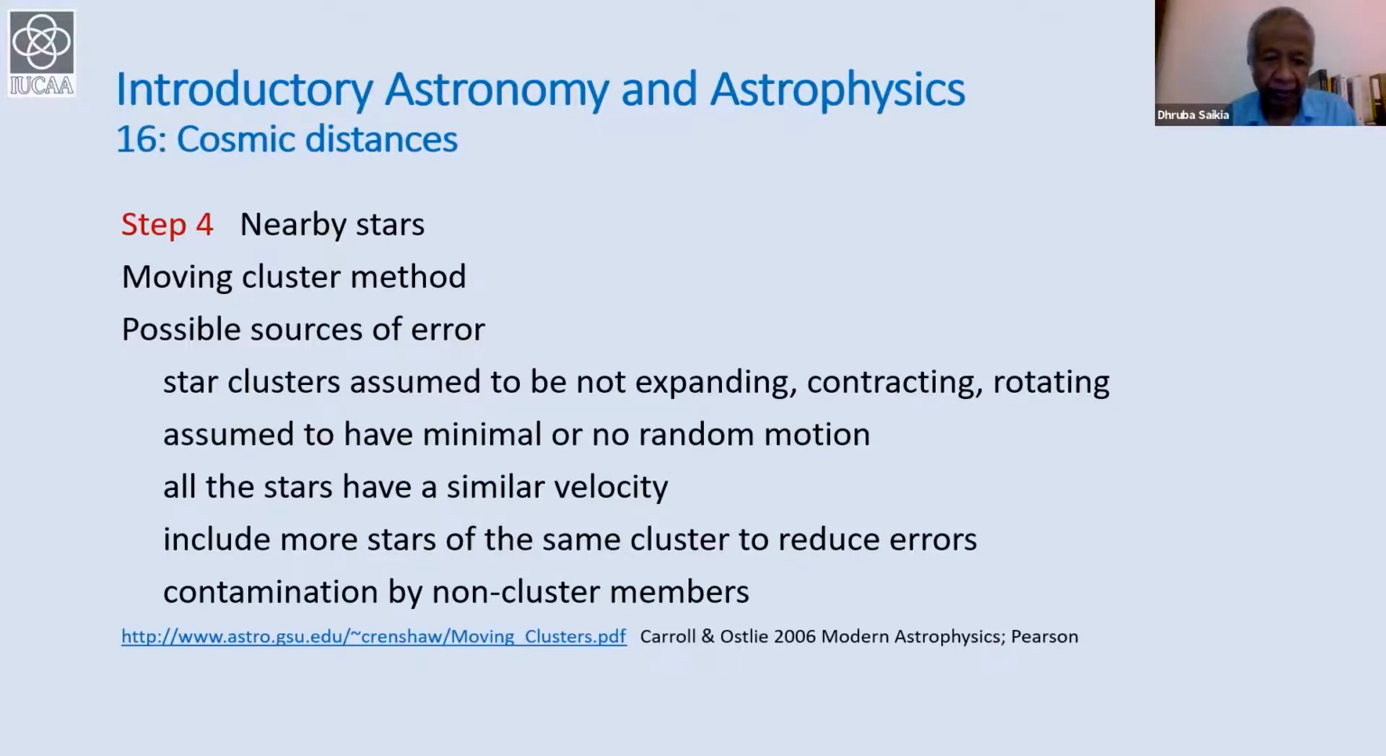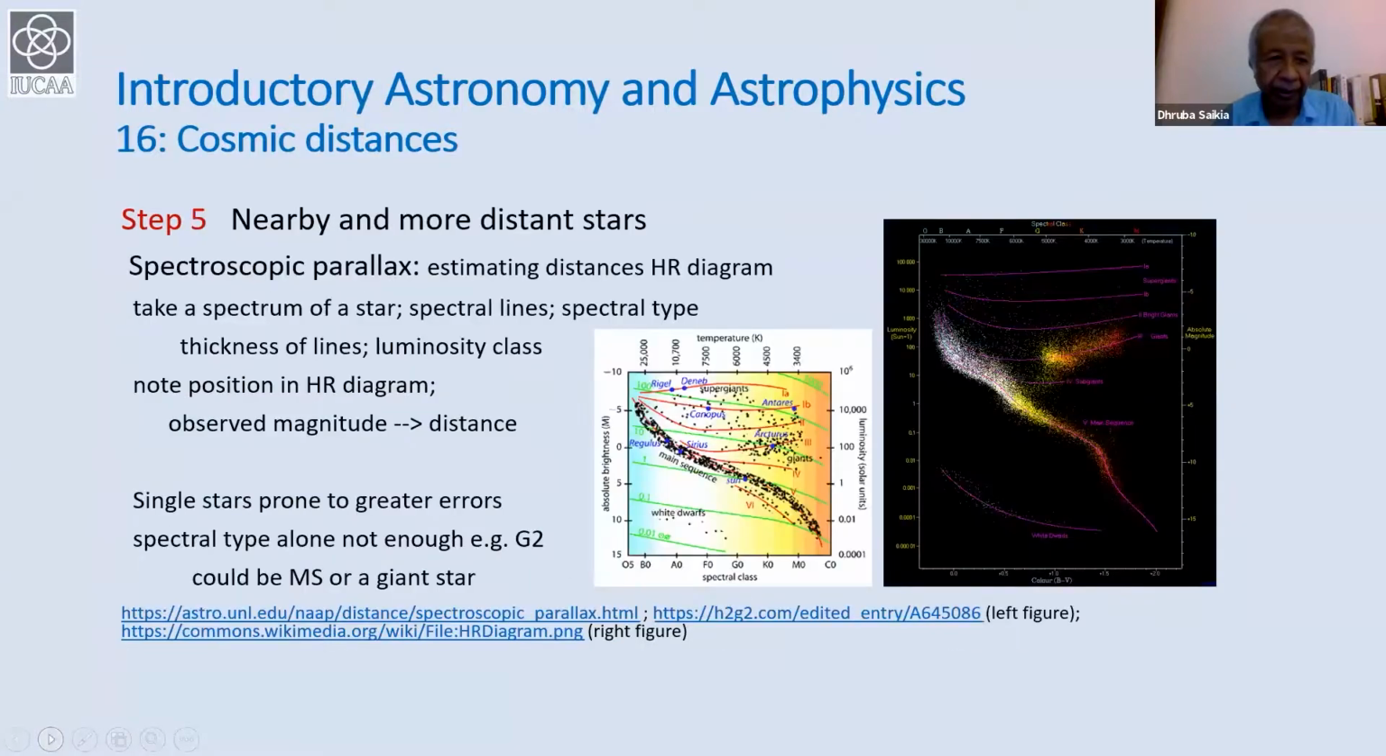One does take an average. One can take as many stars as possible to reduce these errors, but you are also prone to some contamination by non-cluster members as well. But you can still see that they give reasonably good answers, as one can get by comparing these with the more recent measurements of Gaia and Hipparcos as well, which rely on triangulation.